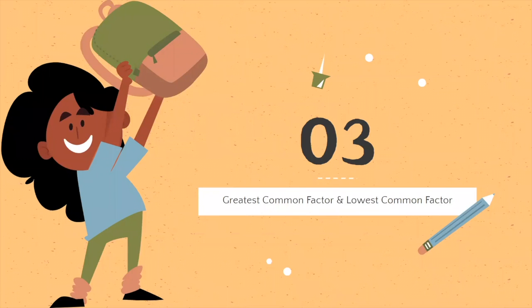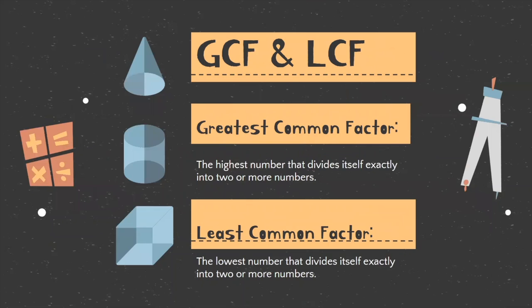Greatest common factor and least common factor. The greatest common factor is the highest number that divides exactly into two or more numbers. So for example, the greatest common factor, or GCF, for the number 12 would be 6. The least common factor is the lowest number that divides exactly into two or more numbers. So for example, for the number 12, the least common factor, or the LCF, would be 2. Finding the GCF and the LCF will help determine the decimal without requiring division.